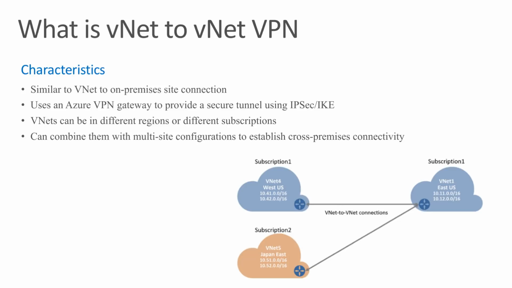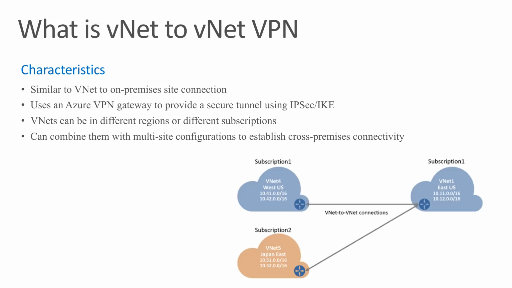You can have multiple gateways to establish cross-premises connectivity. For example, I can use subscription 2 to connect to subscription 1 in the east, and subscription 1 in the west connect to subscription 1 in the east, allowing both subscriptions over here to actually talk to each other. So it does do transitive connectivity because these are established connections.